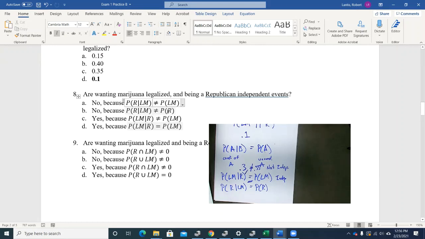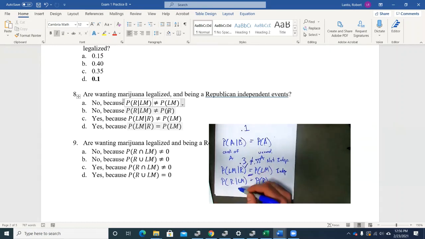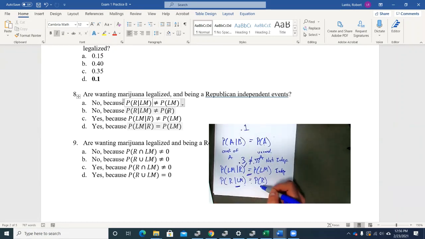Okay? Now, it doesn't matter either way you check this. I want to get through a few more problems, but what you could have done is solve for this conditional probability as well, and then see, is that equal to this unconditional? If you want to go through and do that work, you'll find the same thing, that those two things aren't equal and that they're not independent. It doesn't matter which way you check it, you'll come up with the same conclusion.